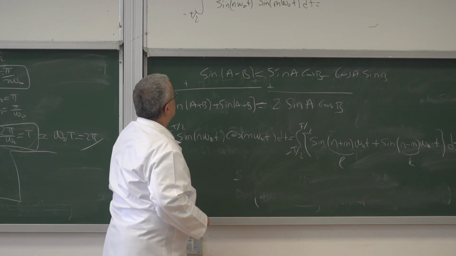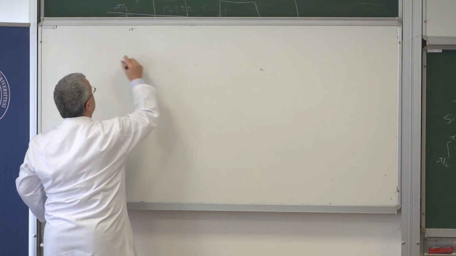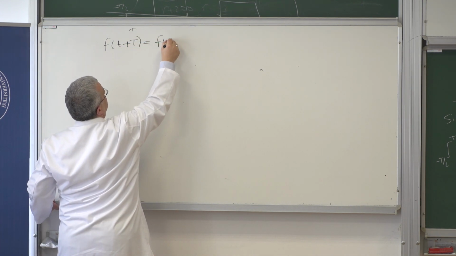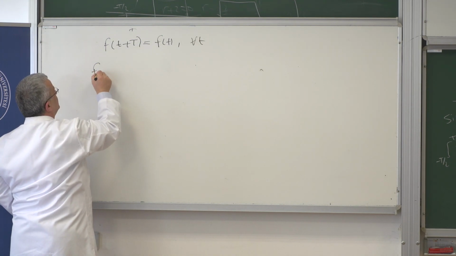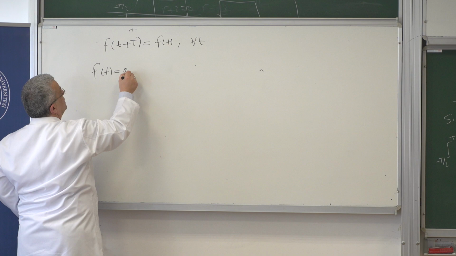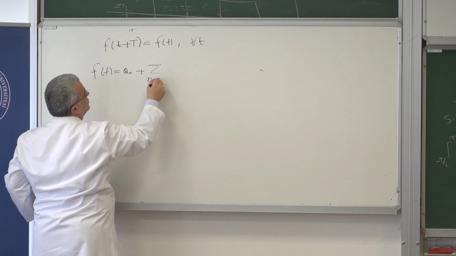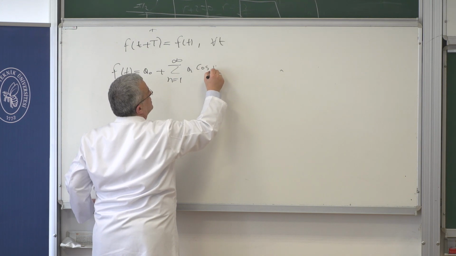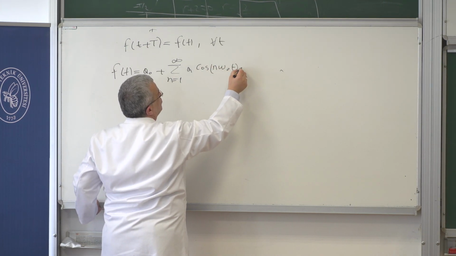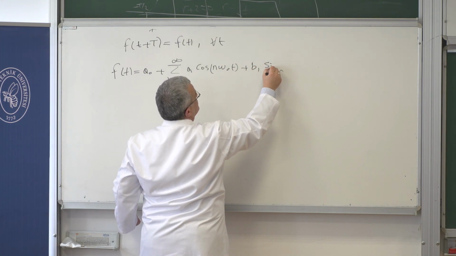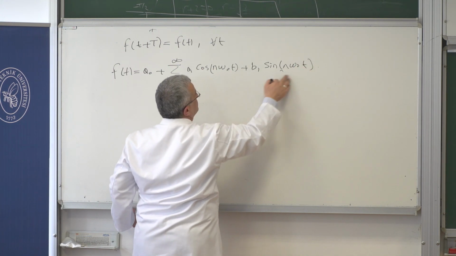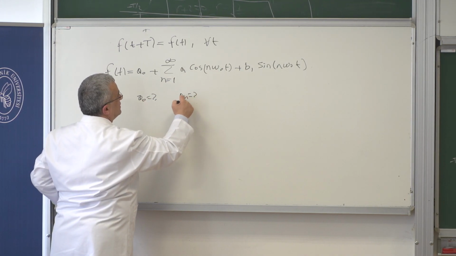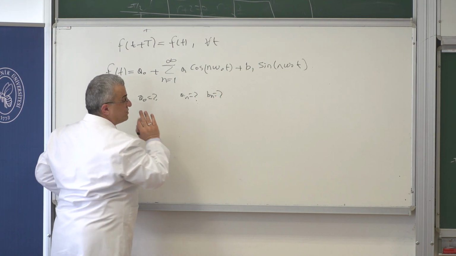So how do we now calculate? I have f of t plus capital T is equal to f of t for all t. And I want to find f of t equal to a0 plus the sum from n equals 1 to infinity of a n cosine n omega 0 t plus b n sine n omega 0 t. I want to find what a0, a n, and b n are.